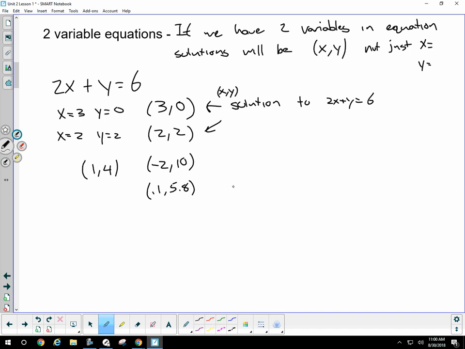For 2x plus y, we'd say there's an infinite amount of xy solutions to this equation, but typically all equations with two variables.